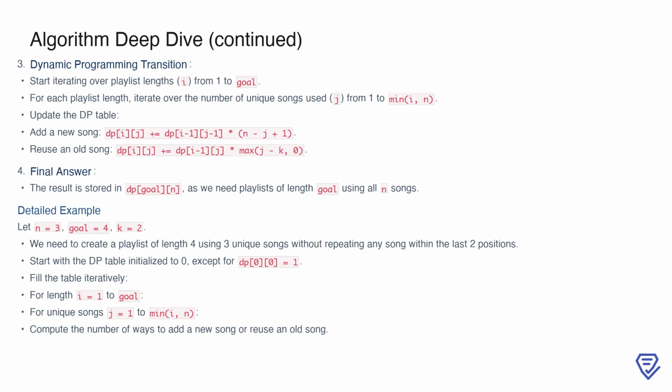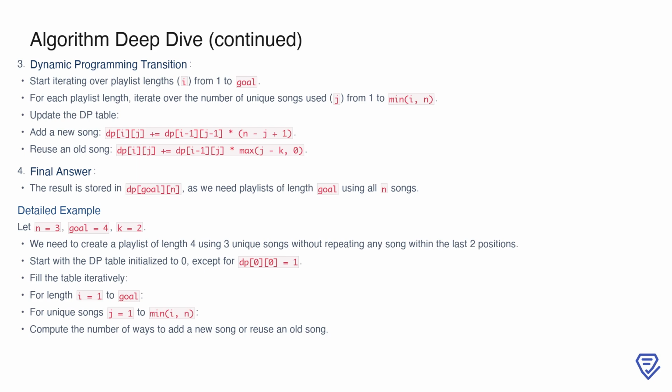First, when adding a new song, we use the relation dp[i][j] += dp[i-1][j-1] * (n-j+1). This accounts for the ways to extend a playlist of length i-1 with j-1 unique songs by adding one of the unused songs.